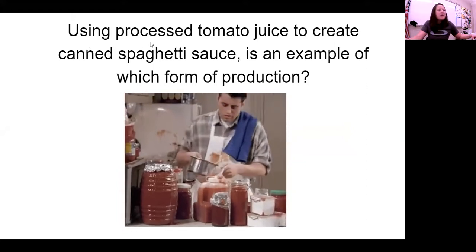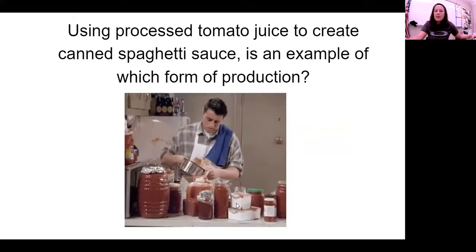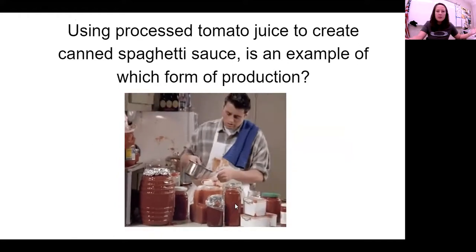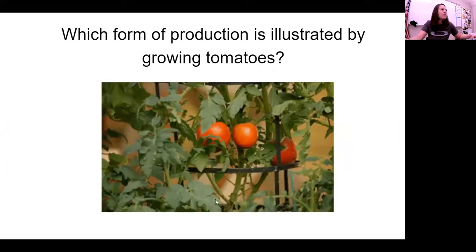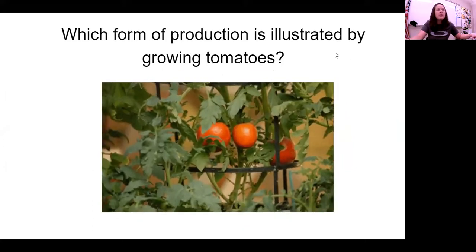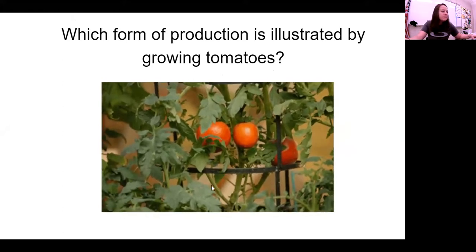All right, using processed tomato juice to create canned spaghetti sauce. This is manufacturing because you got your finished product, but you're just putting it into a can. So that's manufacturing. And then which form of production is illustrated by growing tomatoes? This is extraction and cultivation.